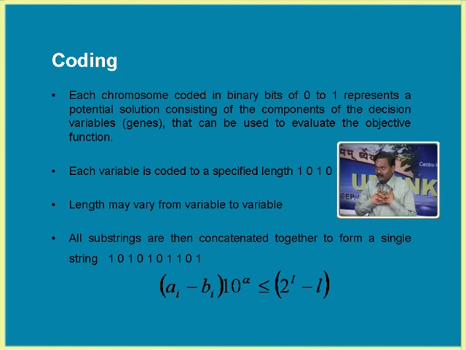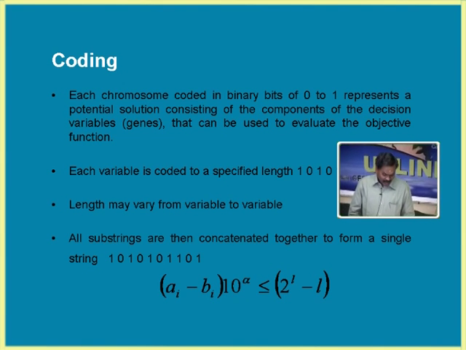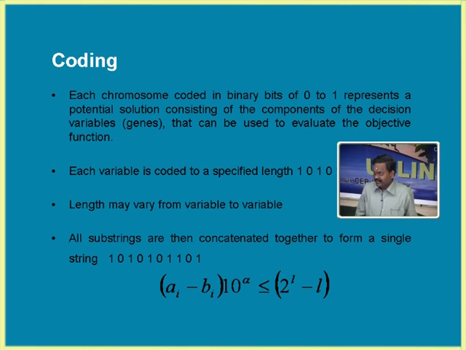Suppose I need 100% accurate results, then my length will be larger. If I need 50%, then my length will be smaller. And A_i and B_i are the minimum and maximum values my variable can take. Since it is binary coded, we are putting 2 to the power of L. So this alpha is the required accuracy or probability of error.